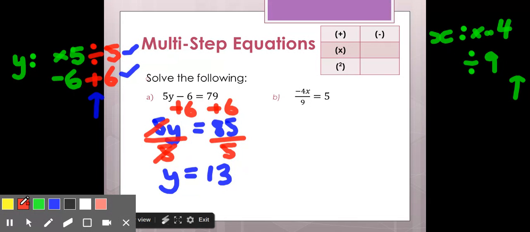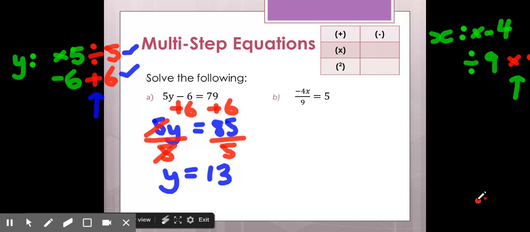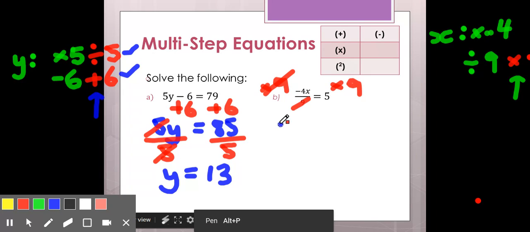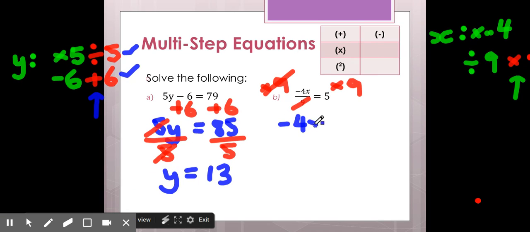I'm going to look and go, well, the opposite of divided by 9 is times by 9. So I'm going to times this side by 9, and I'm going to times this side by 9. This 9 will cancel with the one on the bottom, which leaves me with negative 4x equal to 5 times 9, which is 45.